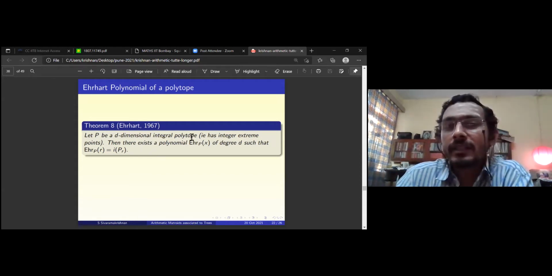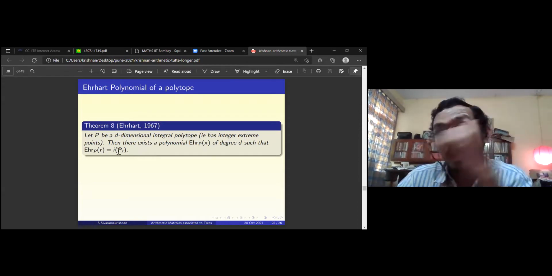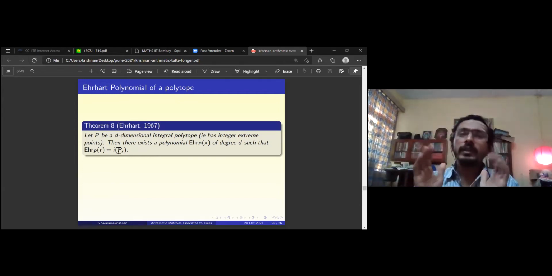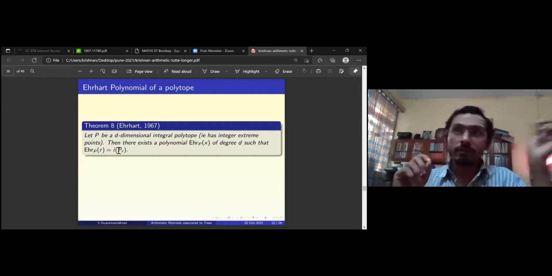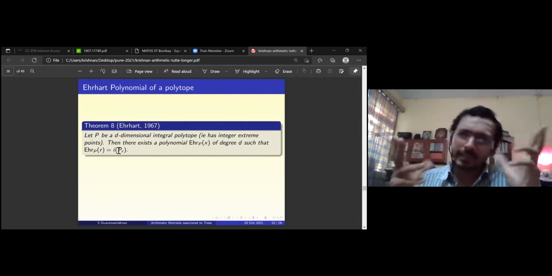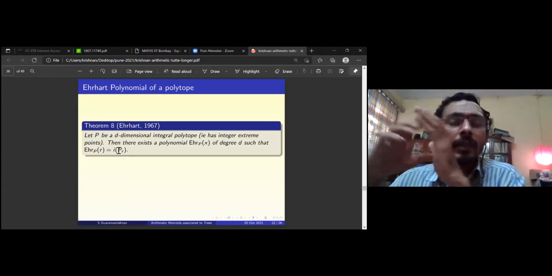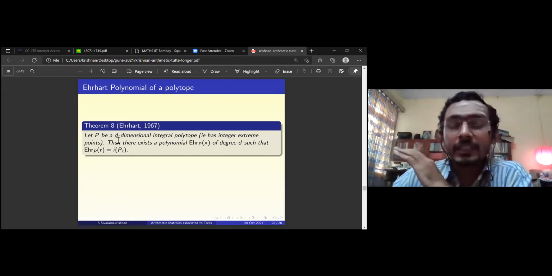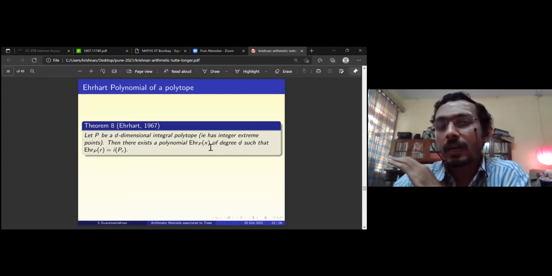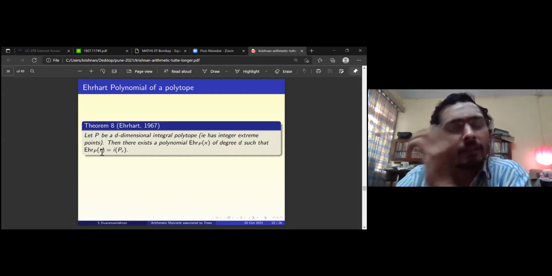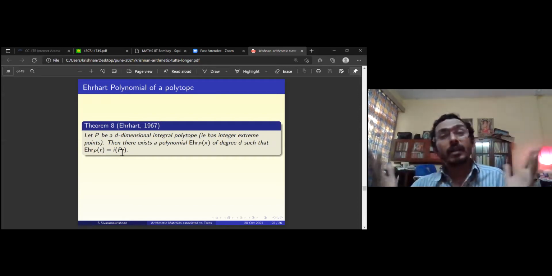If you have a d-dimensional integral polytope, then there exists a polynomial of degree d such that if you plug in R in that polynomial, you will get the number of integer points in the R-th dilate of that polytope. Is it clear? You start with an integral polytope, that is, it should have integer extreme points. If you have irrational points, then there is no theory. If you have rational, you can still get something, but it's more complicated. Integer is good. So you start with an integral polytope in d dimensions, then there exists a degree d polynomial called the Ehrhart polynomial of that polytope, written Ehrhart P of x. In this polynomial, you plug in the value R, and you will get the number of integer points in the R-th dilate of the polytope.